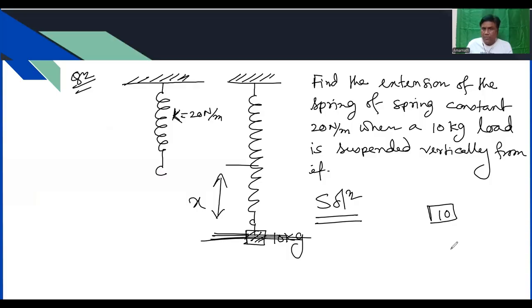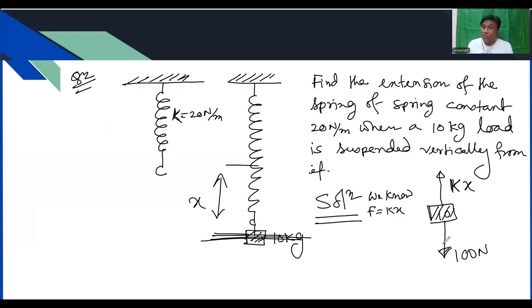But I know that the downward force, gravity, is 100 Newton only. And the upward force is always K into X, because spring force is always K into X. So it means this is also a case of equilibrium. Equilibrium means net force zero.